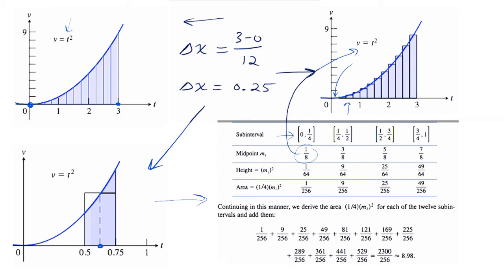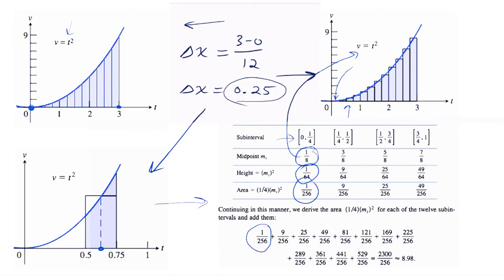So 1/8 squared is 1/64. And there you have the information that you need to find the area of your first rectangle. Area of a rectangle is base times height. The base, which is the case for all rectangles, is 0.25. The height of your first rectangle is 1/64, and multiplying those together, we get 1/256. So this fraction, 1/256, is the area of our first rectangle.